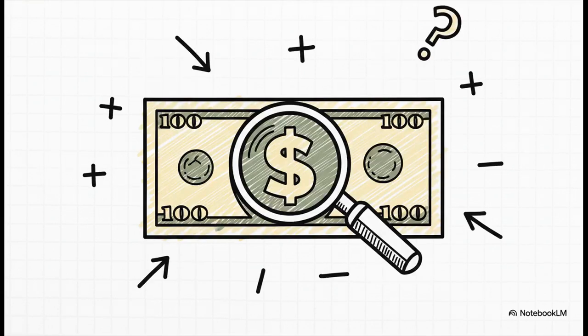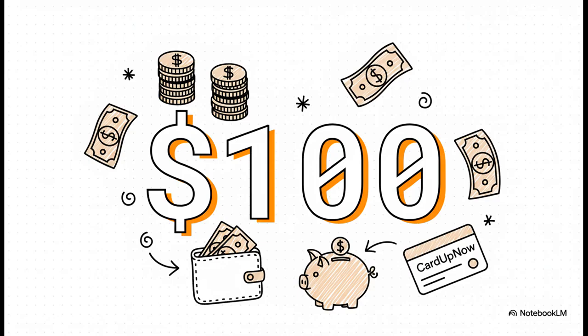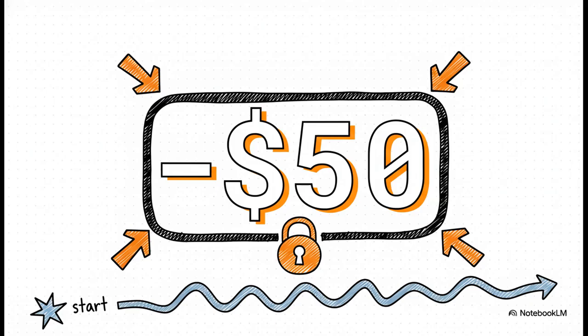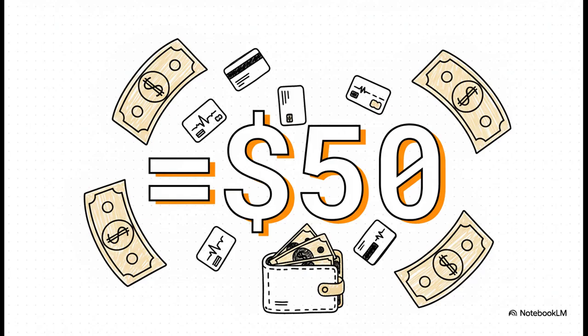Theory is great, but let's walk through a real-world example to make this crystal clear. Seeing the numbers really helps it click. So you start by depositing that minimum of $100 into your new account. Immediately, the system deducts that one-time $50 activation fee. And remember, this only happens once, right after your first deposit. Never again. And that leaves you with $50 of your own money sitting there in your wallet, ready to be used.